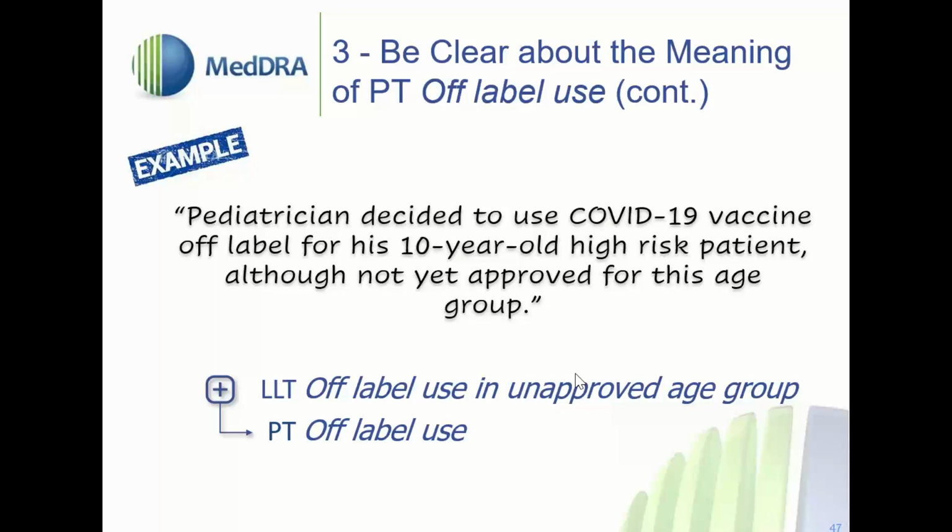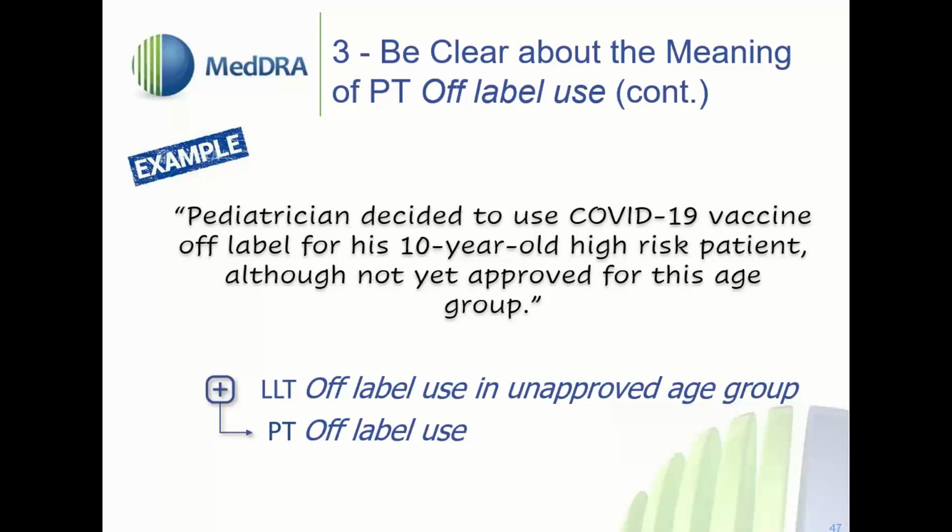So now we're going to look at an example. It's reported that a pediatrician decided to use COVID-19 vaccine off-label for his 10-year-old high-risk patient, although not yet approved for this age group. What we can ask ourselves when we first see this term is, does the verbatim fulfill the criteria for classification as off-label use? Is off-label use explicitly mentioned? An HCP has caused the deviation. It was his pediatrician. He did it intentionally. He decided to do so, right?